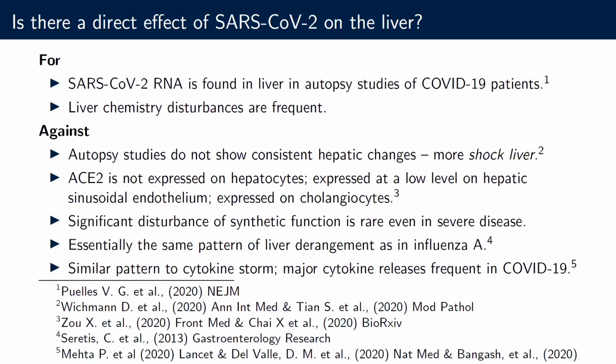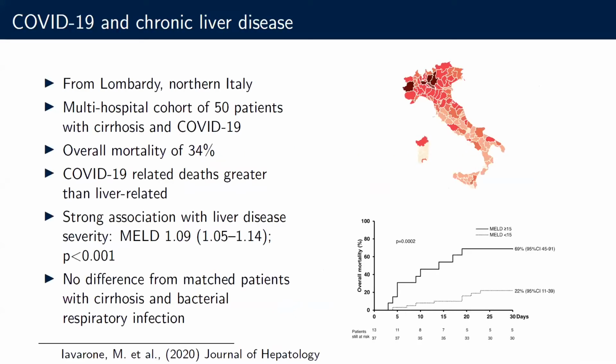Others have described what's being seen as similar to the pattern seen in cytokine storm and cytokine release syndrome seen in hematology. So in my mind, the liver, at least in terms of direct injury, is probably more of a bystander. However, how our patients cope with the systemic syndrome, I think, is very interesting and very important. And in terms of chronic liver disease, I wanted to start by mentioning this work.